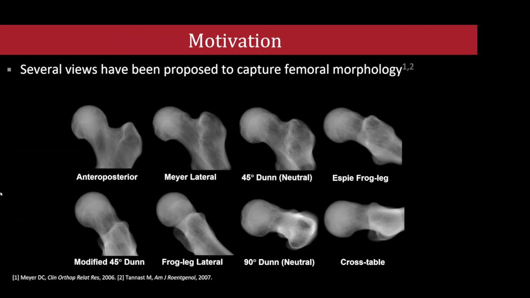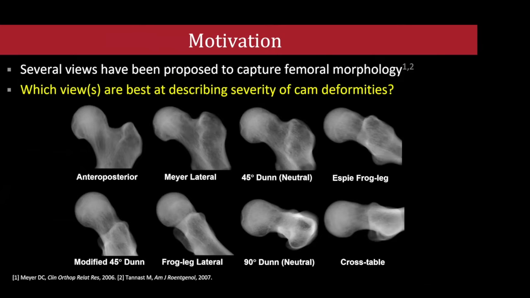As I mentioned, there are several views that have been proposed to capture femoral morphology. This is just a sampling of, I would say, the more common views that are used in the clinic when evaluating at least proximal femoral anatomy. And so the question is, which view or views are best at describing the severity of these CAM deformities? We can actually answer that with shape modeling.